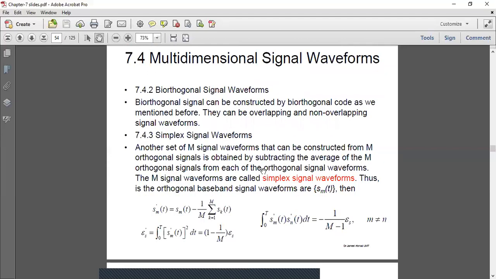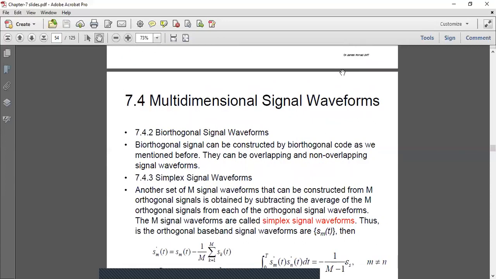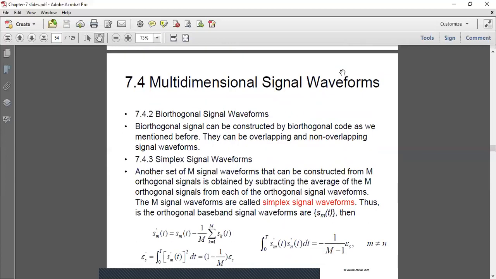Okay, next we come to bi-orthogonal signal waveforms. Previously we were talking about only orthogonal signal waveforms, and orthogonal signal waveforms can be generated using Hadamard code words or Hadamard matrices. Hadamard matrices are very important. Its variant, the Walsh Hadamard matrix, is used in CDMA systems.